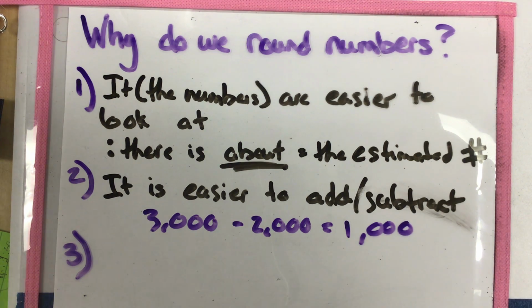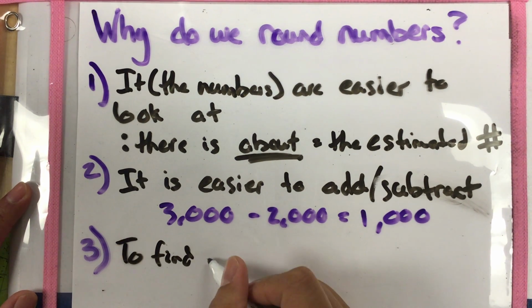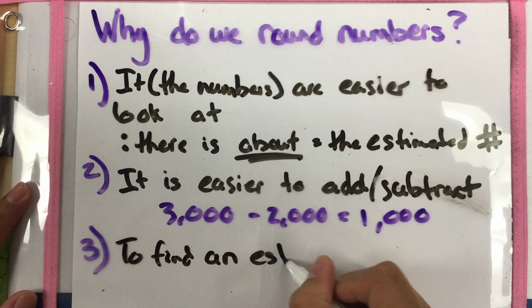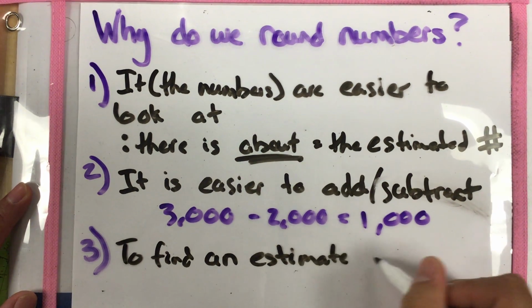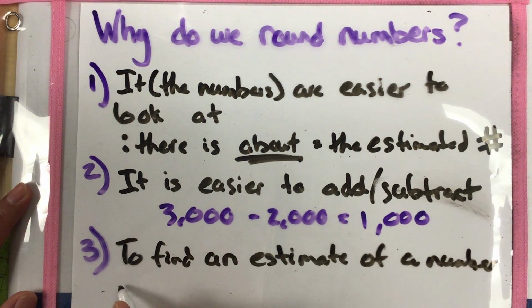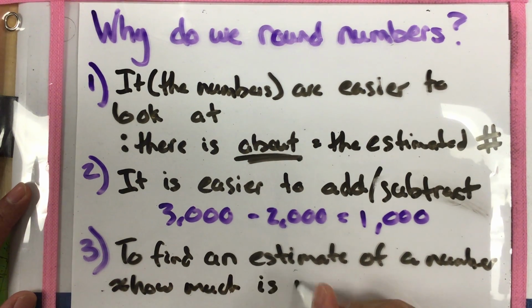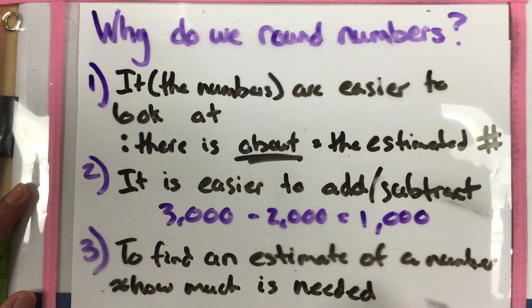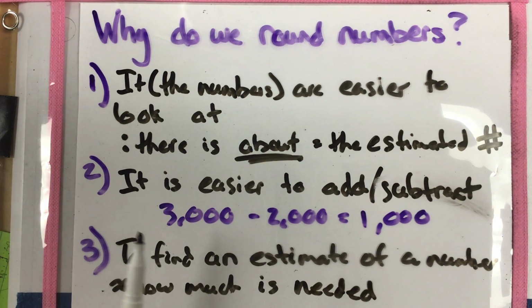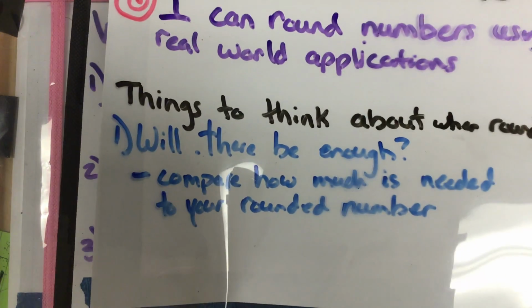Okay, and lastly, we round to find an estimate of a number, thinking about how much is needed. Okay, when we're thinking of a number and trying to buy something, the more zeros we have, the better. But remember, you've got to make sure you think about, will there be enough when you round your number?